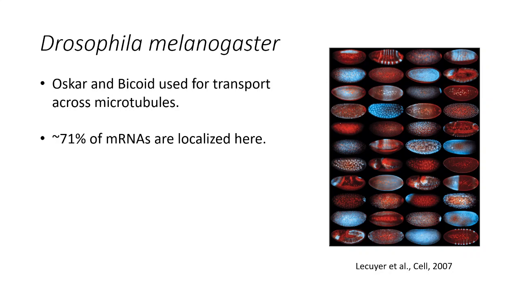3,000 of these mRNAs were once examined in fruit fly embryos, and it turned out about 71% of mRNAs are actually localized in this case, suggesting that a large portion of eukaryotic mRNAs may be localized instead of just passively diffused.